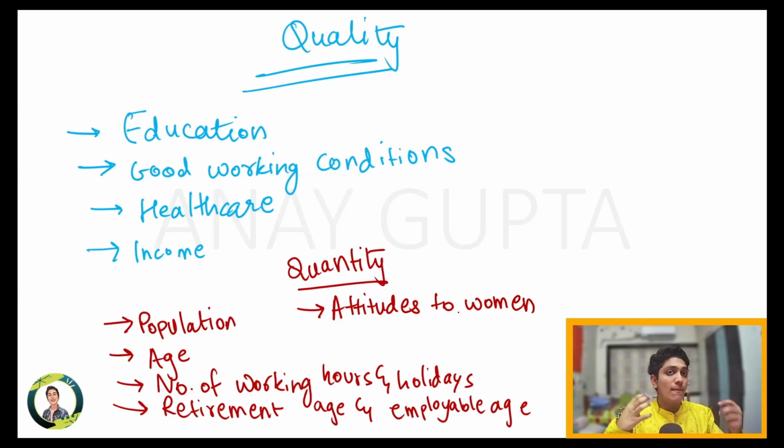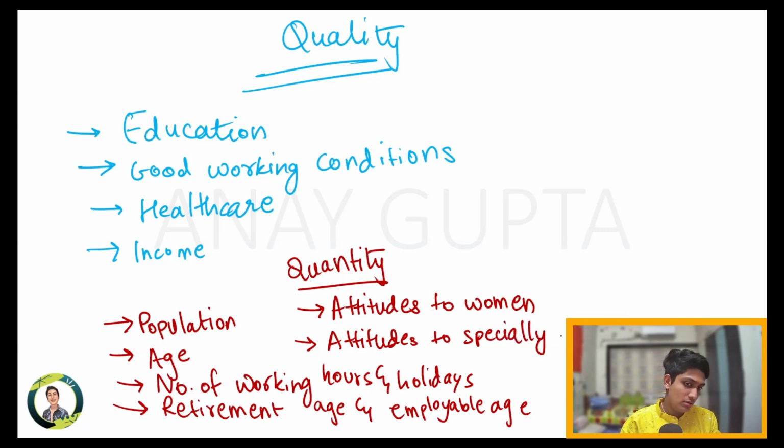So are women socially encouraged to work, or are they looked down upon in working environments? That is social attitude. I could also speak about the attitudes towards specially abled people. How are they treated in the workplace? All of that really influences how many people join the labor force, how many people actually work, and how long they work. So these are the factors that could affect the quantity of labor.